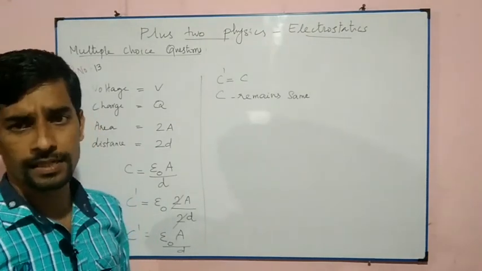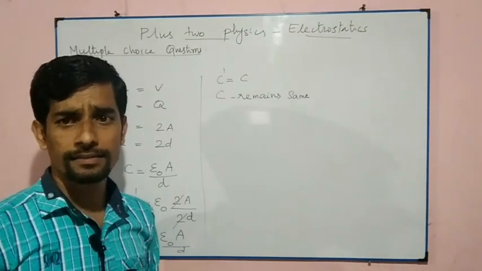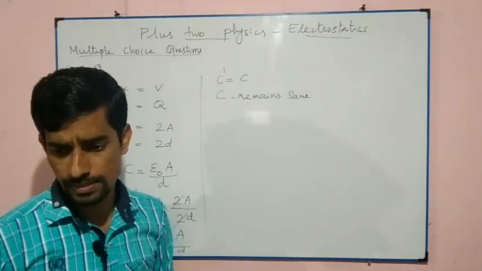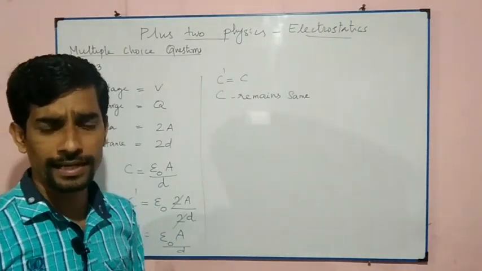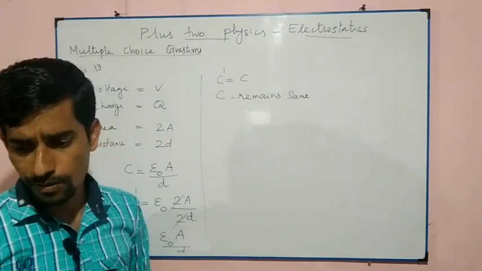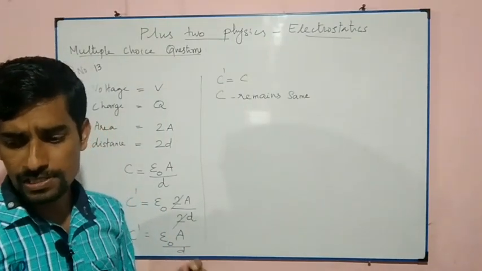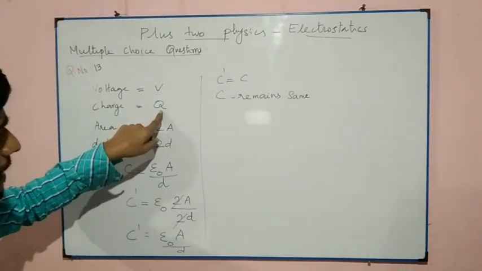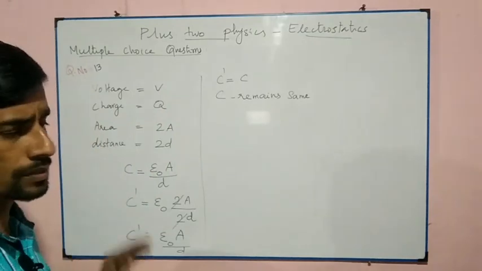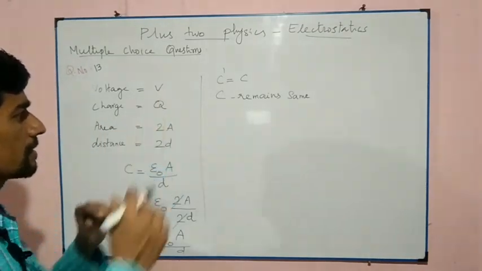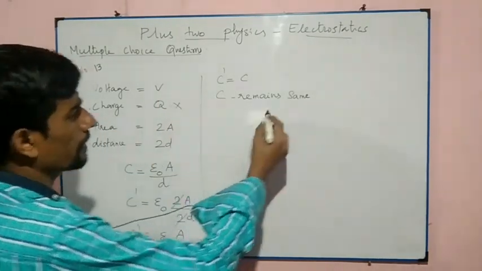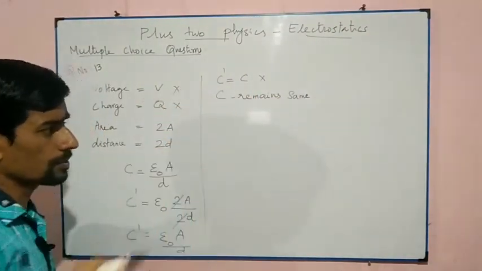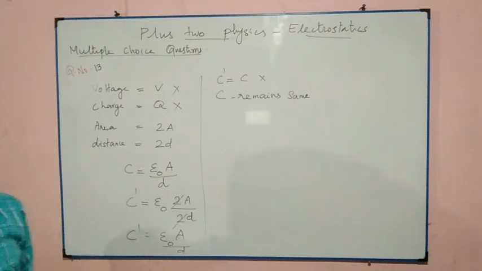But in our question, which quantity is changing? That we have to find. So there is no change in capacitance, so capacitance is not the correct option. And another quantity which is given is charge. There is no change in charge because the charge is given as Q. So charge will not change, capacitance also will not change, and voltage also will not change. So these three quantities are not changing.